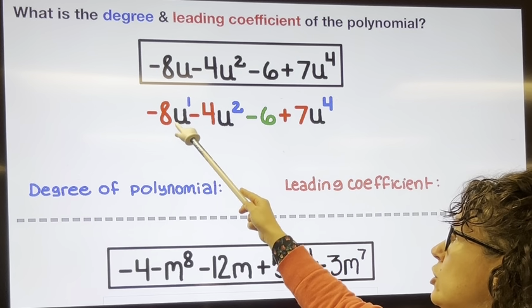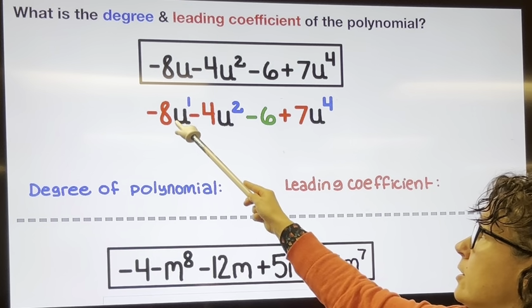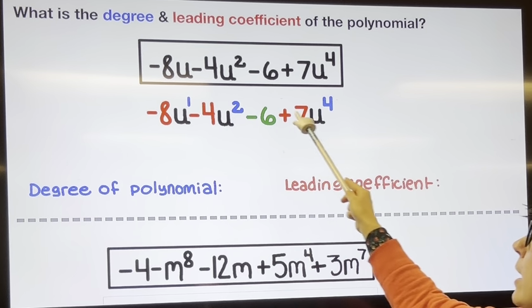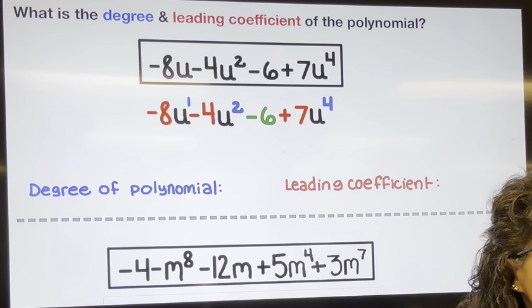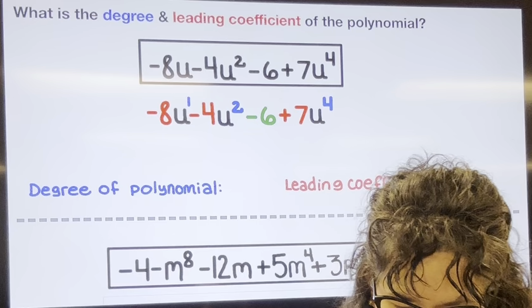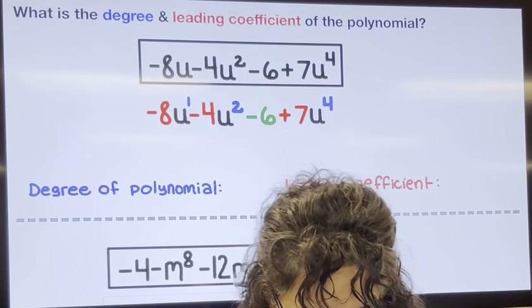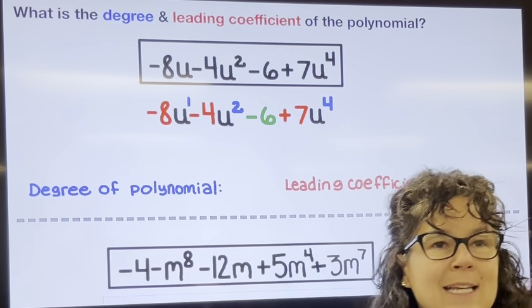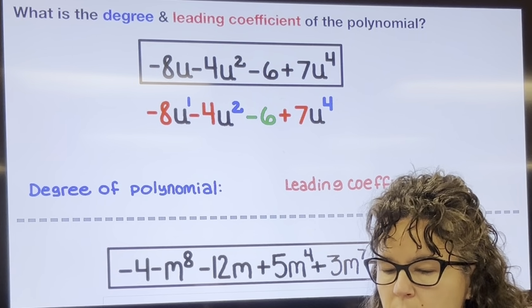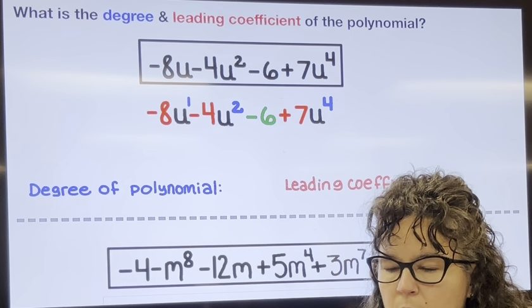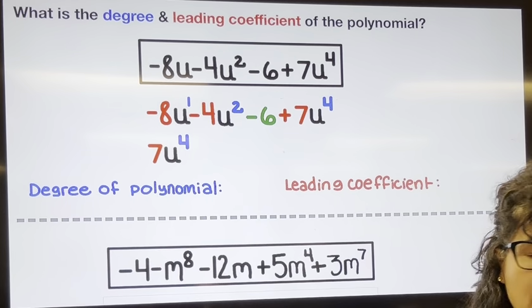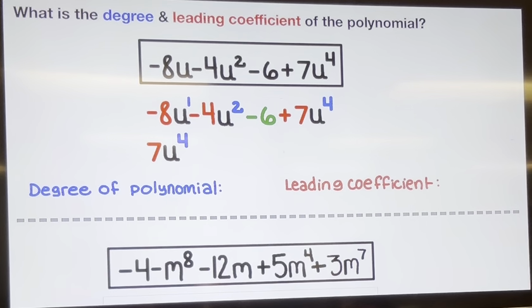And then each of these numbers that are with the letters, the -8 before the u to the first, the -4 before the u squared, and the 7 before the u to the fourth, those are your coefficients. So for us to find our leading coefficient, the first thing we want to do is put this in what's called descending order. So the highest degree to the lowest degree. So I'm going to grab this 7u to the fourth because it's the biggest blue number. And then we're going to put that first.